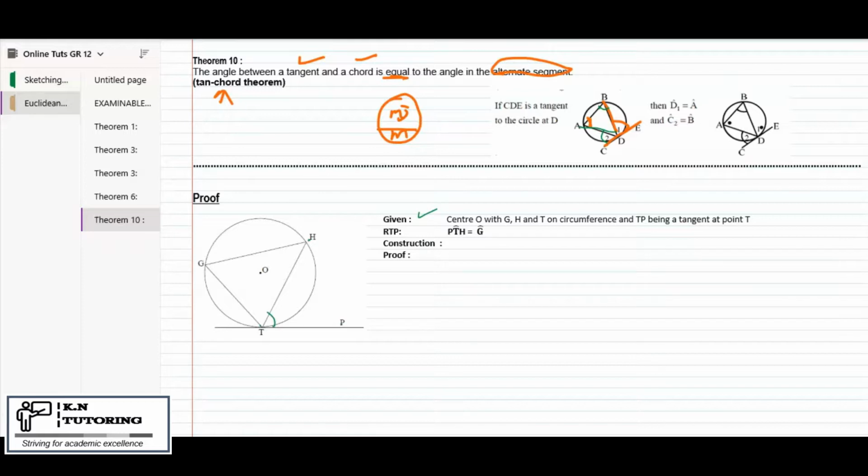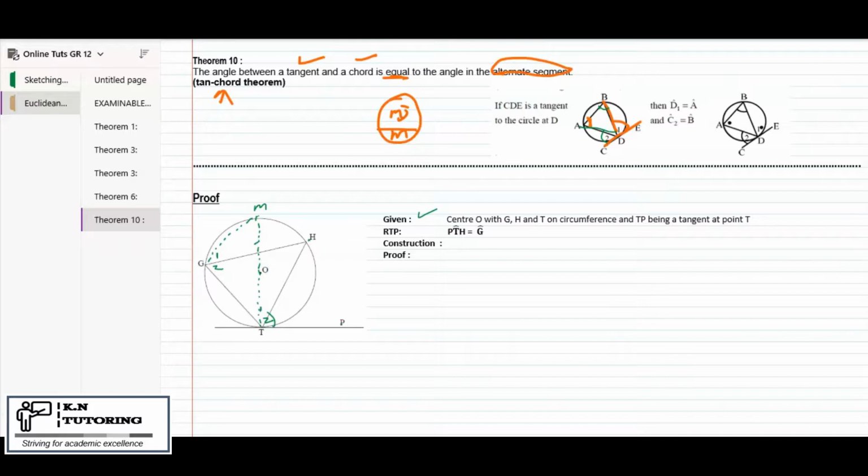Now we're going to look at the construction. Draw diameter MT, which passes through O, and join G to M. That is my construction. Listen carefully: draw diameter MT passing through O and join G to M. Then I'm going to name this angle 1 and angle 2. Nothing too difficult there.